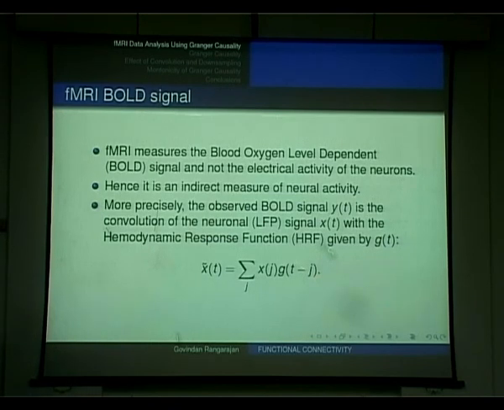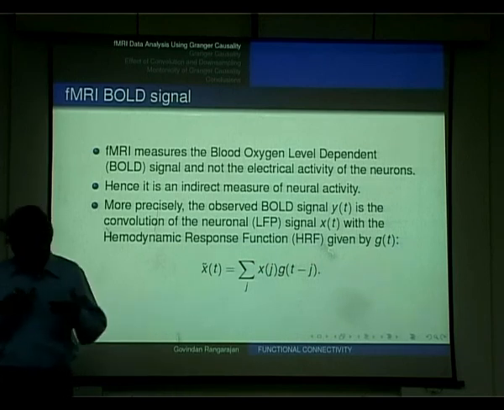Mathematically, you can think of the BOLD signal, the fMRI signal that you observe, which I call y(t), as a convolution of the neural LFP signal x(t) with what is called the hemodynamic response function, HRF. So you have this neural signal which is being convolved with the hemodynamic response function, and you get this x tilde, which is what you observe.